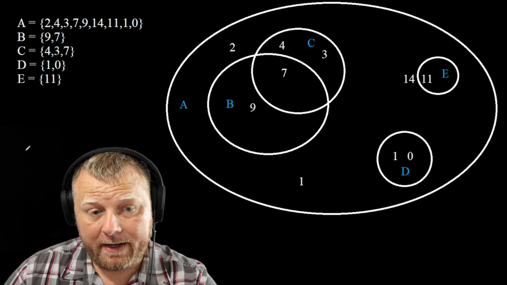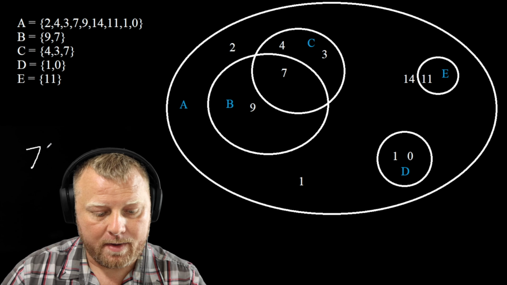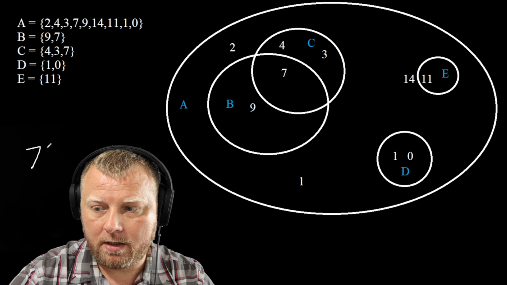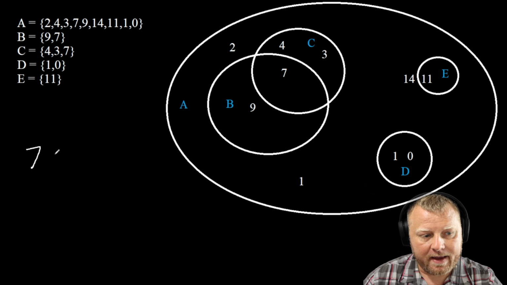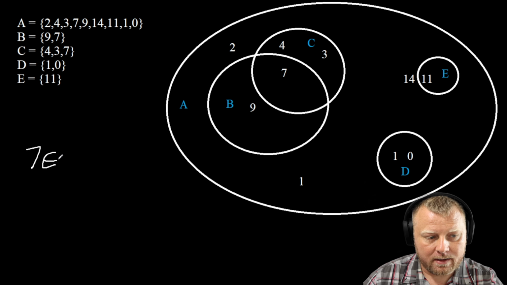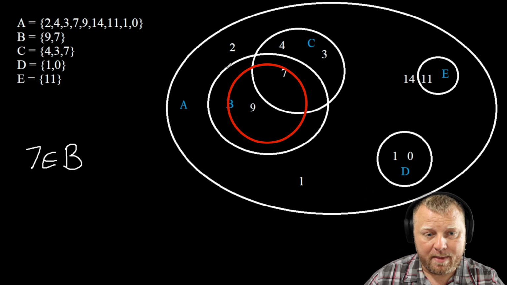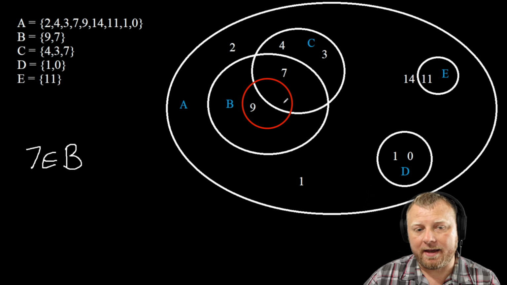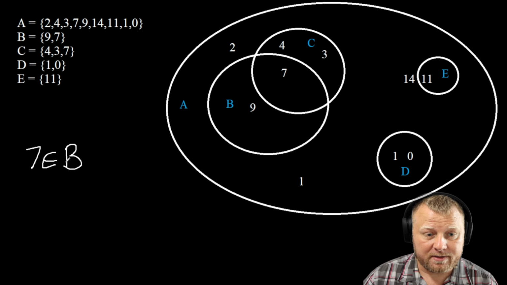My question would be, is 7... Oh, I'm in the way. Let me jump over to the other side. Is 7 an element of B? Here's 7, here's the B circle, and 7 is within the B circle. So that's a true statement.